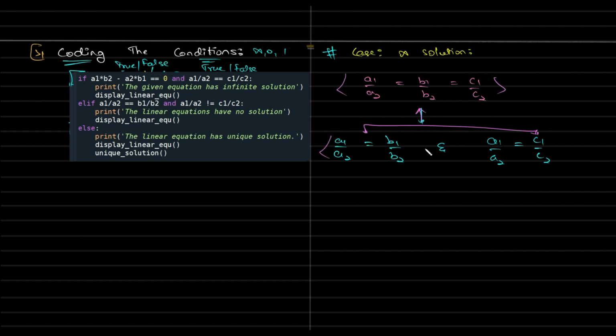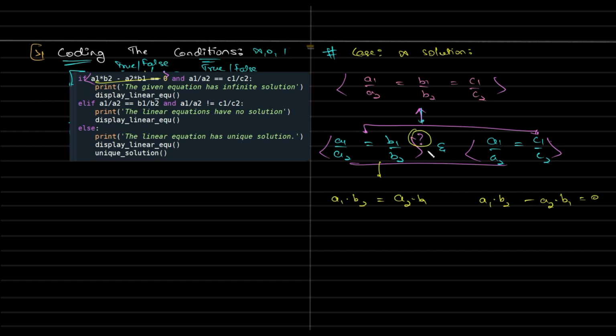These two are equivalent. This bunch is equivalent to this. So you can clearly see I have written a1 by a2 is equal to c1 by c2. But you might ask, what is this and where is this? Well, I've taken this expression and cross multiplied it: a1 into b2 is equal to a2 into b1, and then rearranged it as a1 into b2 minus a2 into b1 equals 0. So that's what I've typed over here.